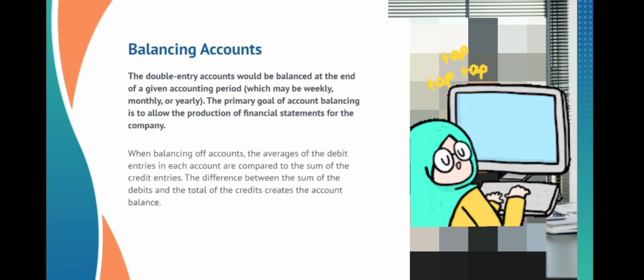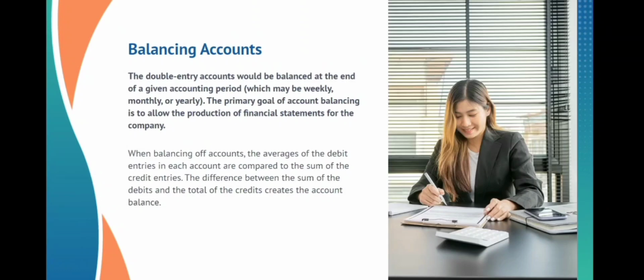Balancing accounts. The double entry accounts would be balanced at the end of a given accounting period, which may be weekly, monthly, or yearly. The primary goal of account balancing is to allow the production of financial statements for the company. When balancing off accounts, the sum of the debit entries in each account is compared to the sum of the credit entries. The difference between the sum of the debits and the total of the credits creates the account balance.